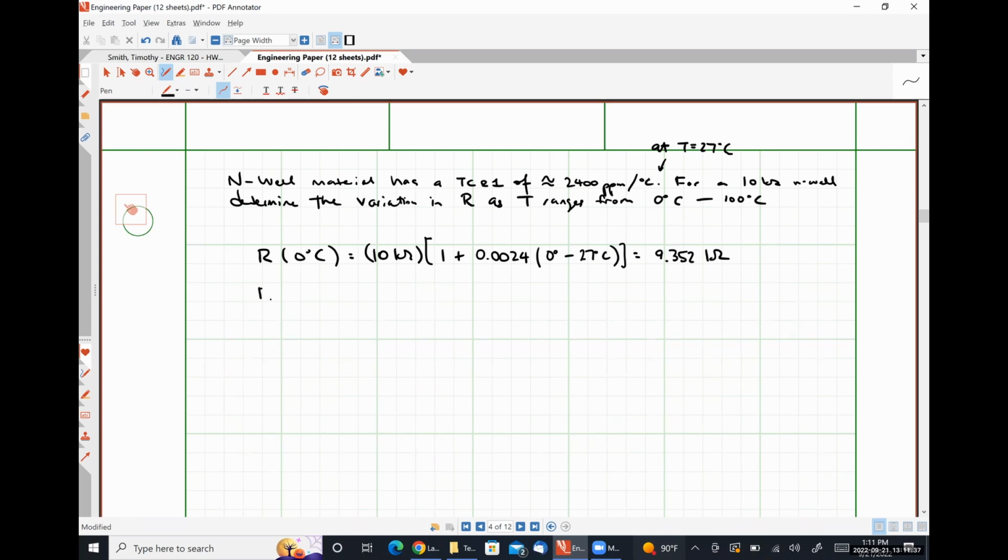kiloohms. At the opposite end of the spectrum, for 100 degrees Celsius, this is going to be 10 kiloohms times 1 plus that same coefficient, 100 minus 27, and we get 11.752 kiloohms.